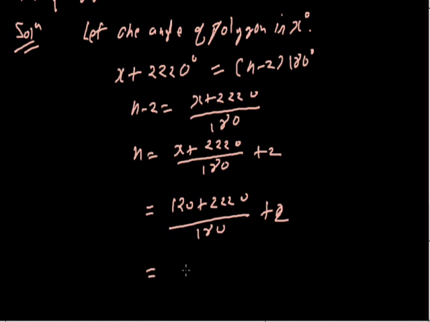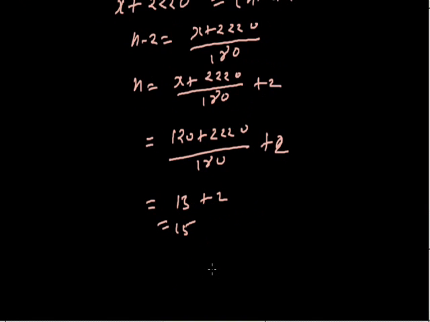So for this, when this number is divided by 180, we get 13, then plus 2, which equals 15. So the number of sides should be 15. So according to this, option number 4 is correct.